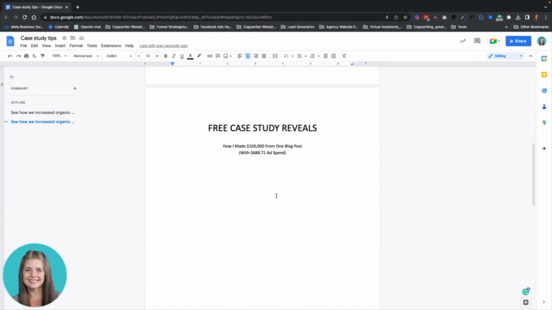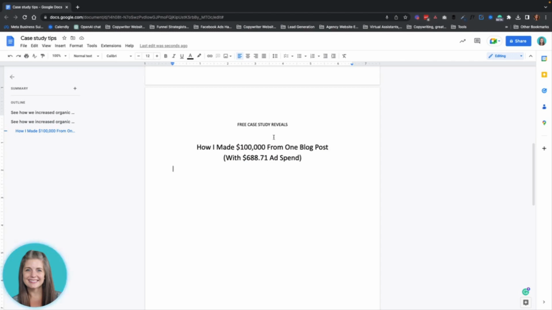So the first thing I would consider doing for this opt-in page would be to reverse the hierarchy here. Free case study, that's not the most important thing on the page. This is more like a pre-heading for me. So let's make it a pre-heading. And then we'll make the actual result the heading. Now this headline is pretty strong already. We're leading with a solid result, overcoming potential objections with, well, how much did you actually have to spend in order to get this result? It's already pretty solid, except for one thing.